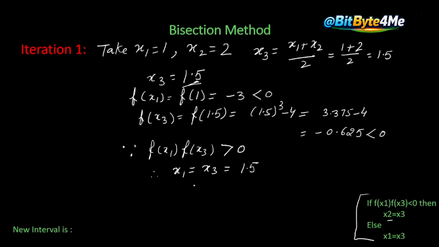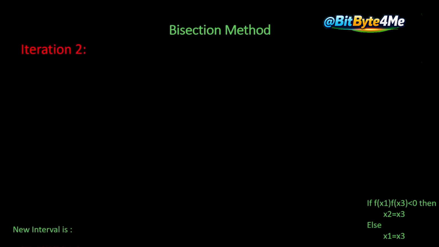So the new interval will be x1 = 1.5 and x2 = 2. Only one of these two values will change for the next iteration. So the value of x1 will become 1.5 and the value of x2 will remain the same as 2 in the next iteration. We will start the next iteration, iteration 2, by taking the value of x1 as 1.5.